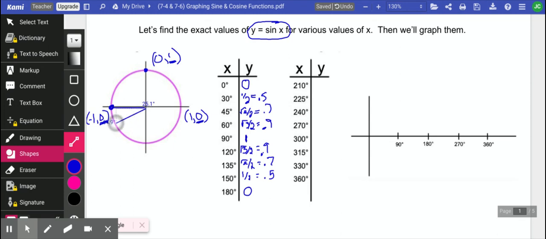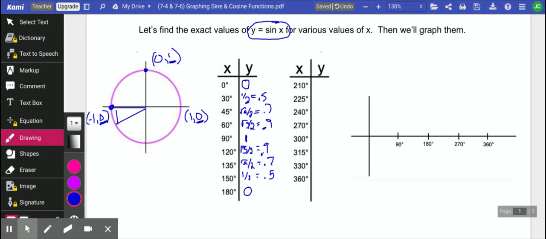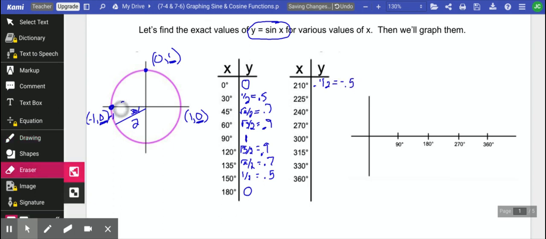210 is going to be over here. Draw the rest of that triangle. The reference angle is 30. So we have 1, 2, and root 3. But notice now we're in the third quadrant, so we're left and down. So these are both negative values. So our sine is going to be -1/2. All right.